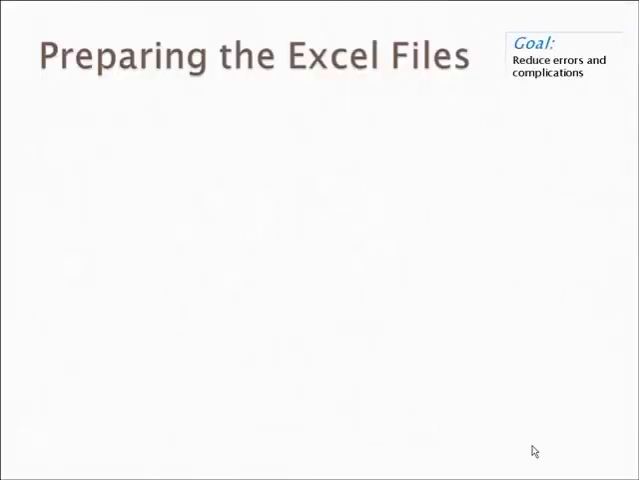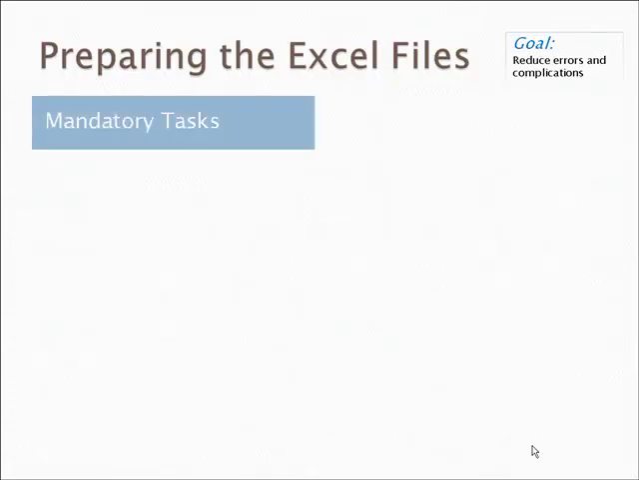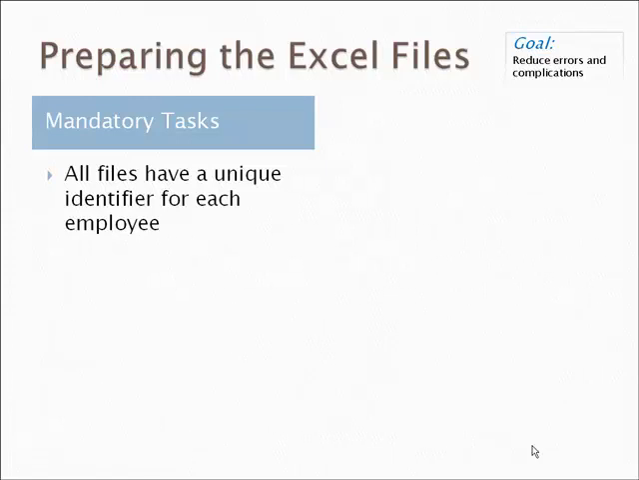Now the goal in preparing the Excel files is to reduce errors and complications. So we're listing the mandatory tasks, which would be that all files have a unique identifier for each employee. This is either their EID, or their social security number, or some other kind of ID, but it has to be unique and it has to be on every single file.